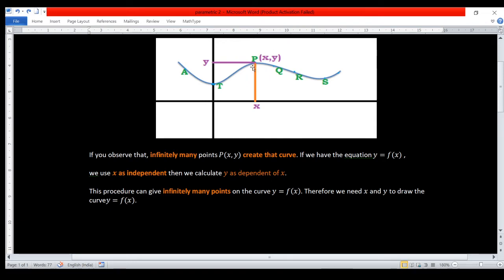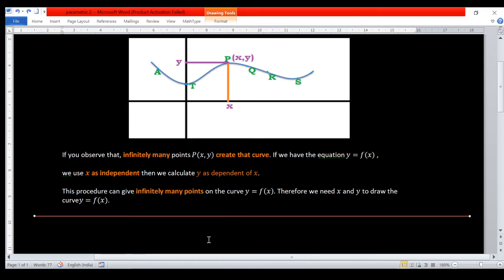If you follow that procedure to fix every point in the graph, and then if you join them, we'll get the graph. So fine. Next. Infinitely many points create the curve. That is the conclusion from the definition.